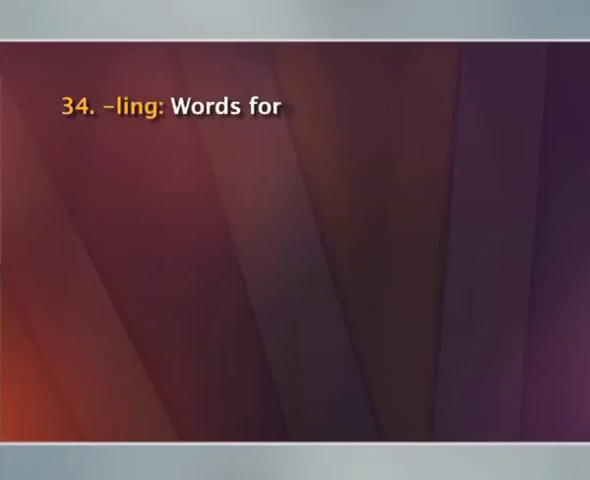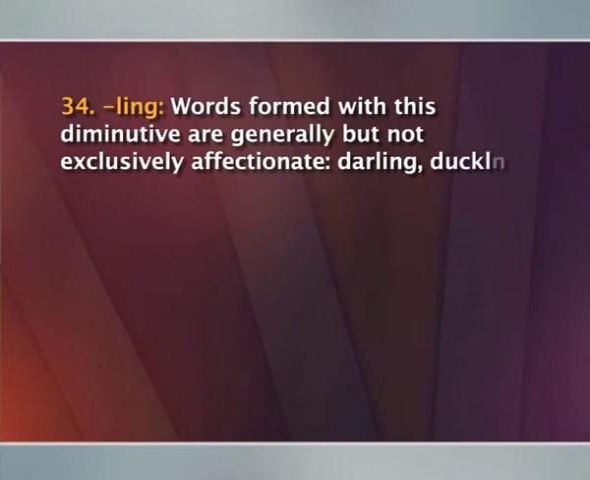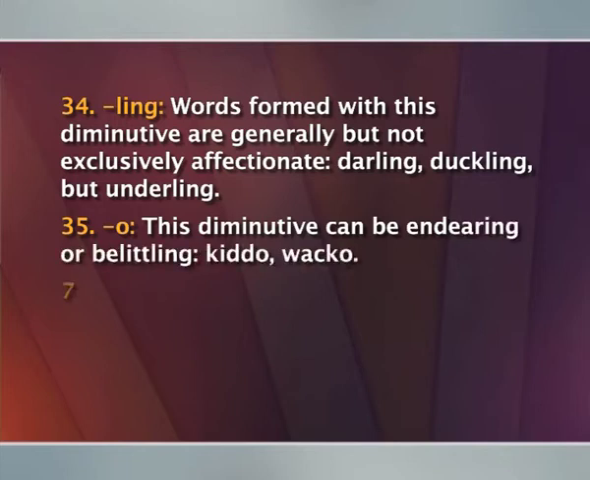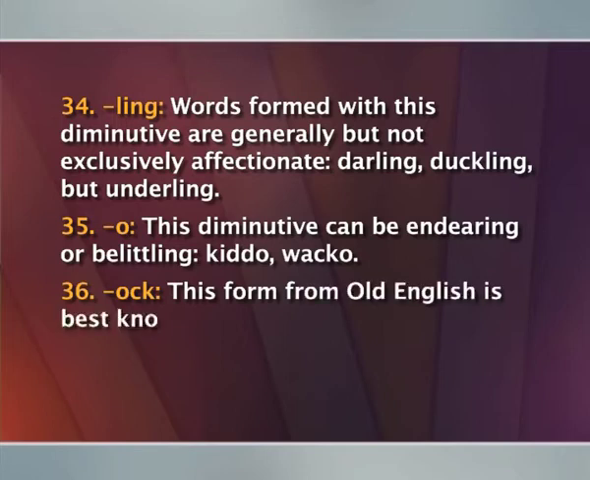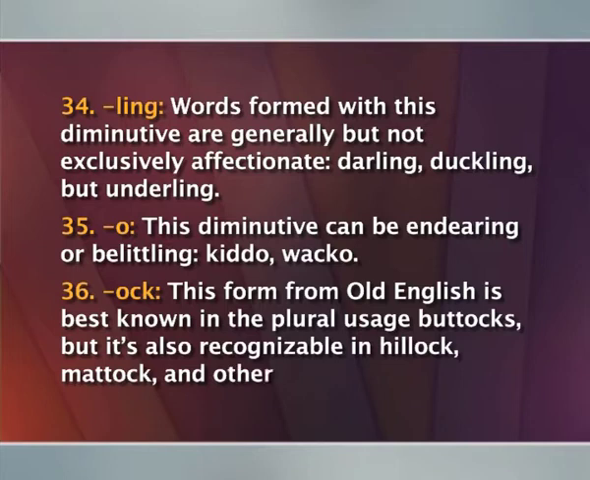34th, ling. Words formed with this diminutive are generally but not exclusively affectionate. Darling, duckling, but underling. 35th, o. This diminutive can be endearing or belittling. Kiddo, wacko. 36th, ock. This form from Old English is best known in the plural usage buttocks, but it's also recognizable in hillock, mattock and other words.